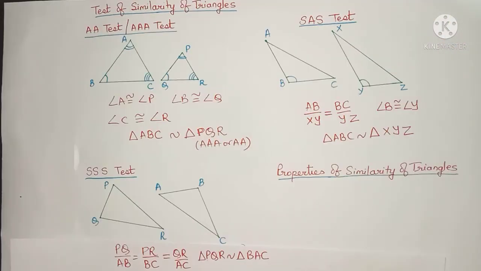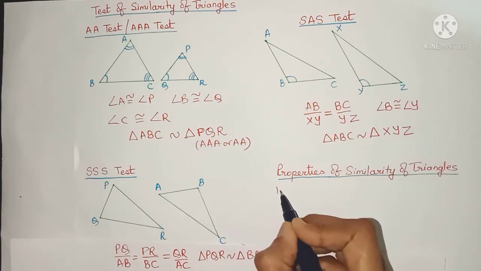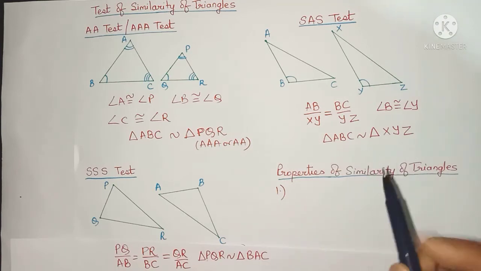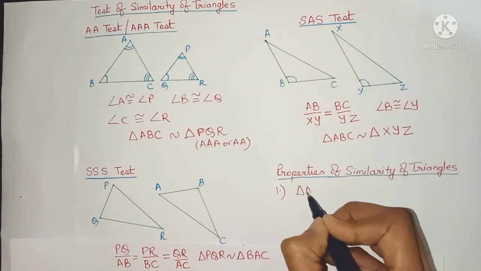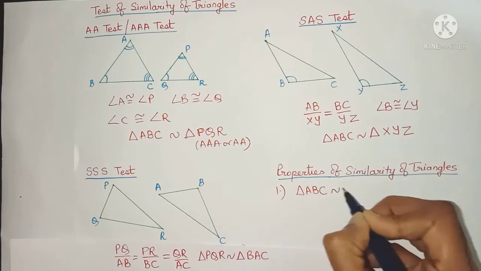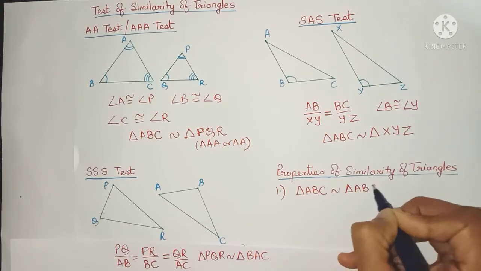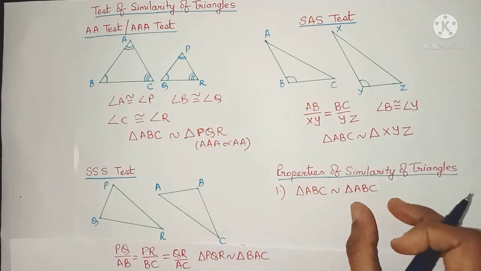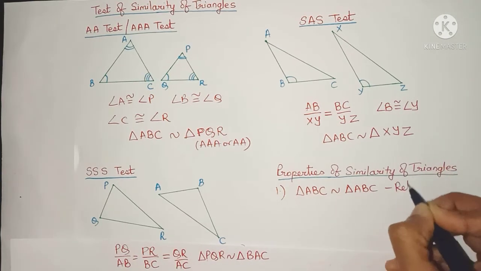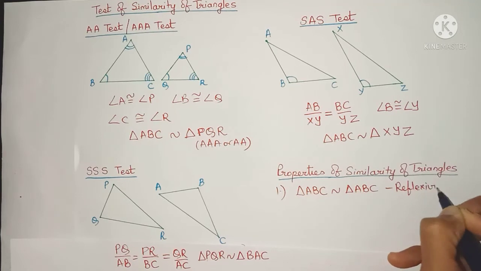Now friends, there are three very simple properties of similarity of triangles. So the first property is that if I take any triangle, say the same triangle ABC, can I say that this triangle ABC is similar to itself? Yes, definitely I can say that a triangle is always similar to itself. So this property is known as the reflexivity property.